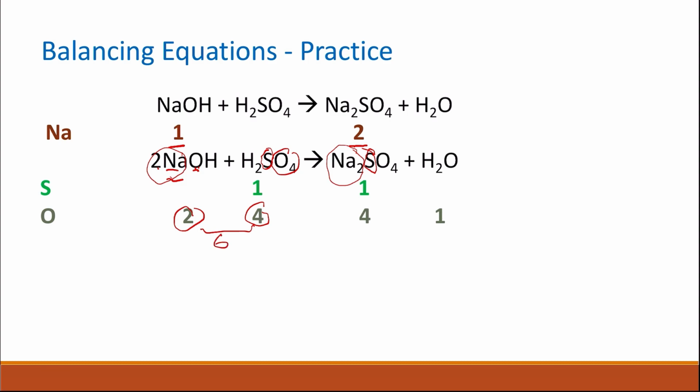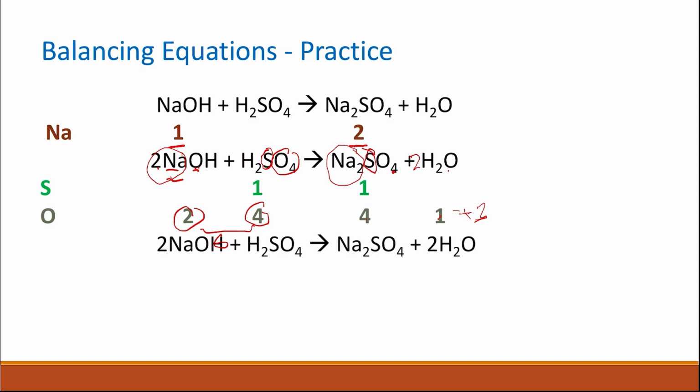On the right-hand side, you have four oxygens from sodium sulfate and one oxygen from water. To balance this, we need one extra oxygen here. So in order to do that, we can add two in front of the water. So now we have two molecules of water, and now the oxygen is balanced.